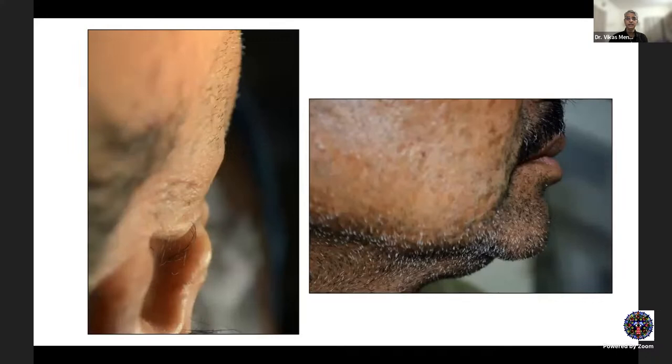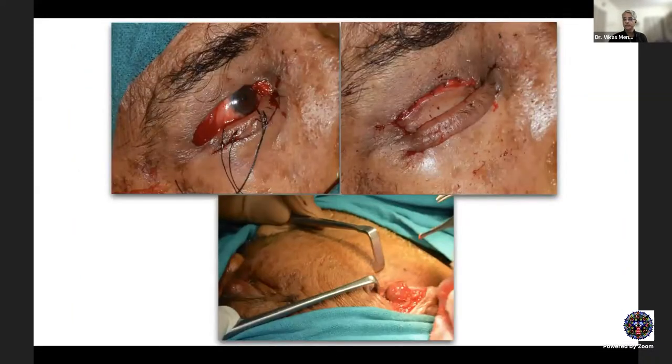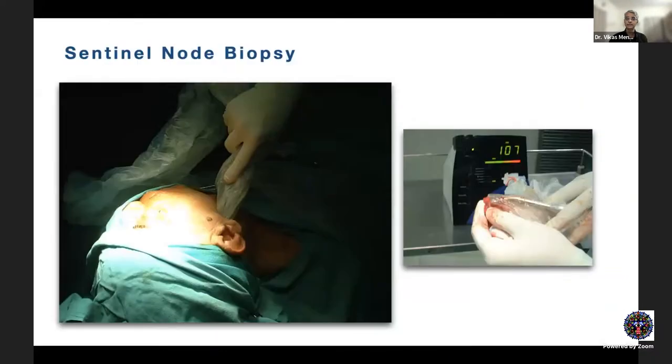So always palpate, and if you do find a palpable lymph node, always subject that patient to further investigation, take help from a head and neck oncosurgeon, and you have to completely treat the patient. You have to remove the tumor, preferably in the same sitting. The neck surgeon should remove the lymph nodes, and then subsequent radiation of the lymph node bed has to be given to complete your treatment.